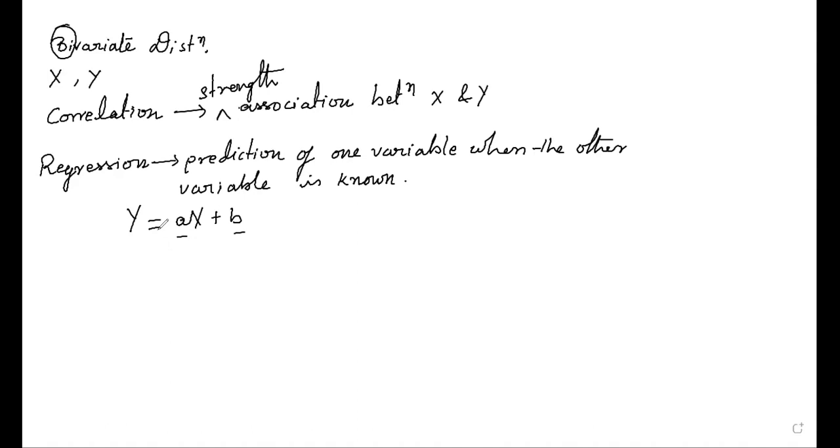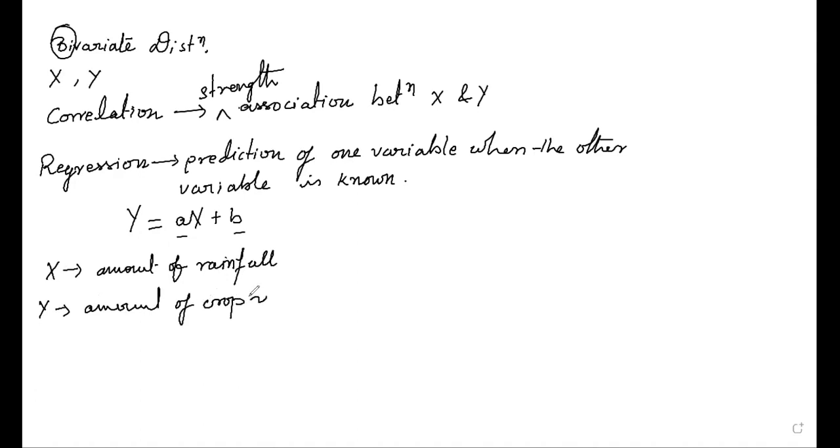It may happen that the two variables are not at all related to each other. Say, for example, taking a practical life example, random variable x denotes the amount of rainfall in an area, and y denotes the amount of crop yield in that area. We know that they are related to each other. There is an association between the variables x and y.